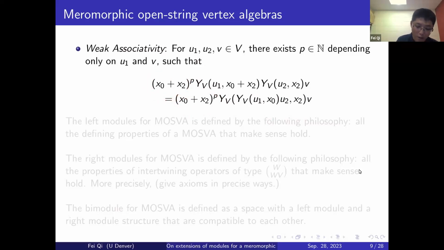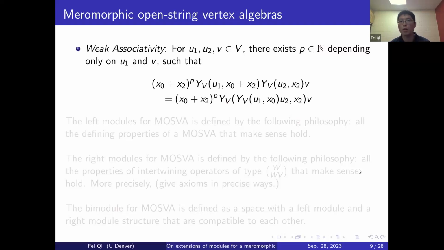And moreover, it's important to notice that this power has to depend only on u1 and v, and it could not depend on u2. So this is a necessary condition to make sense of the products and iterates of any number of vertex operators. So if we do not have this dependence, if the p over here can possibly depend on u2, then we will have to modify the definition to a stronger form to make sure that the products and iterates all converge.